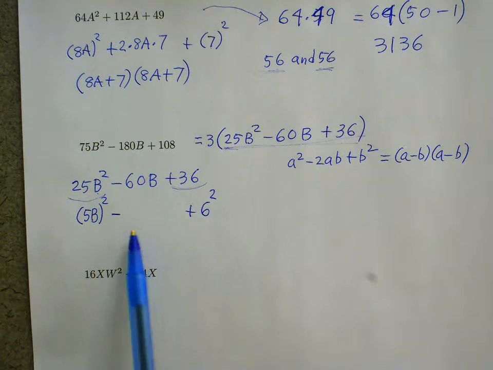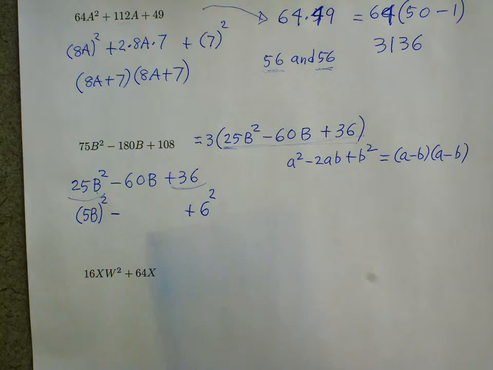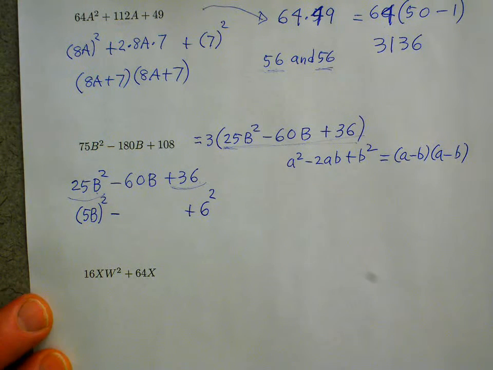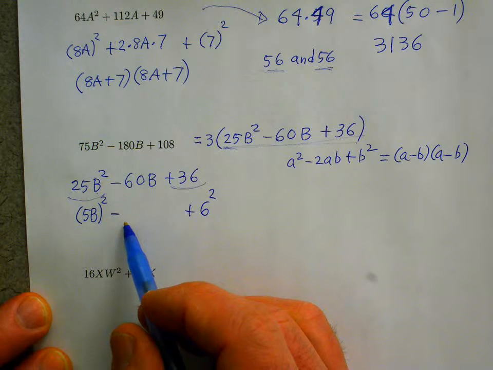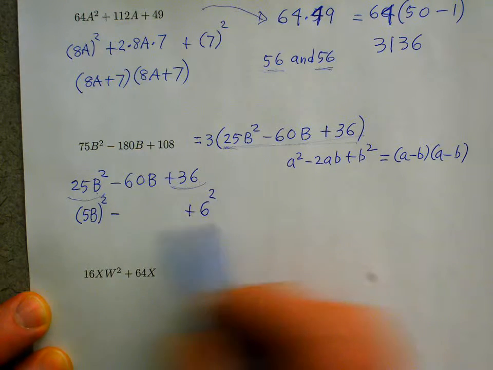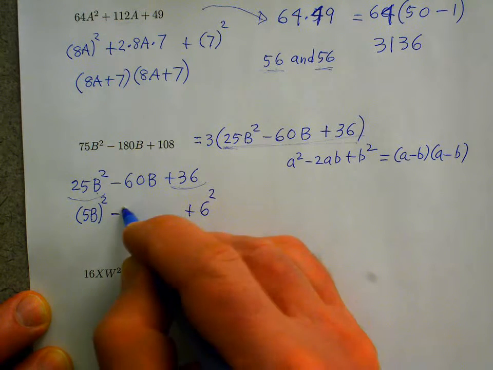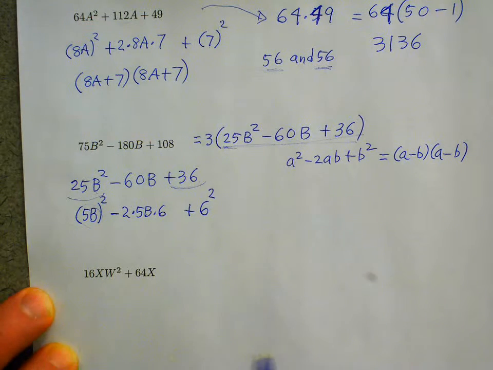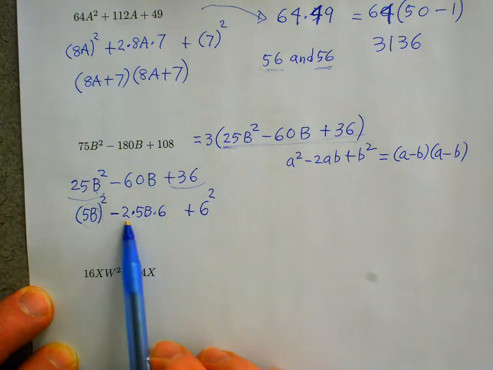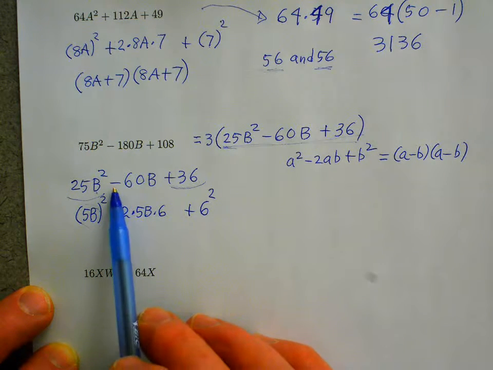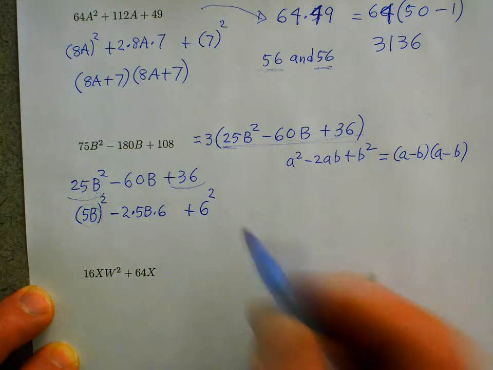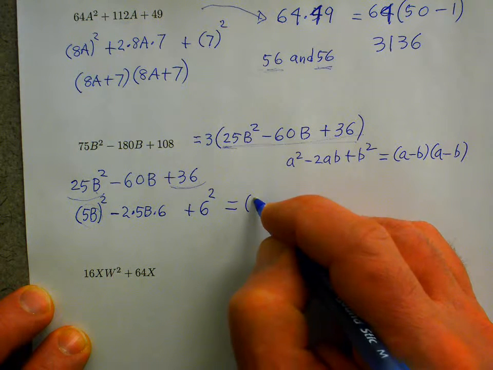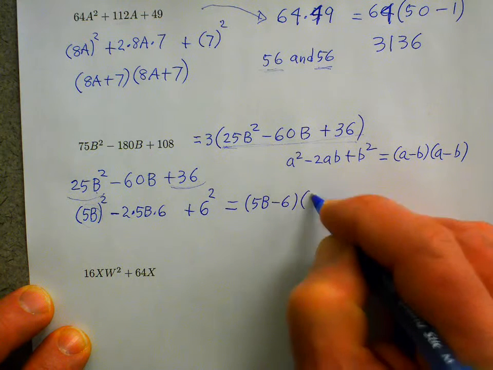And we want to see if the middle term, minus 60b, has the right form. We want to make sure it has this form, minus 2ab. So we can just write down what the middle term should be if this is a perfect square trinomial. So we write down minus 2 times 5b times 6. Yep, and sure enough, minus 2 times 5b times 6 is equivalent to minus 60b. So this is a perfect square trinomial. So when we factor this one, the two factors are 5b minus 6 times 5b minus 6.